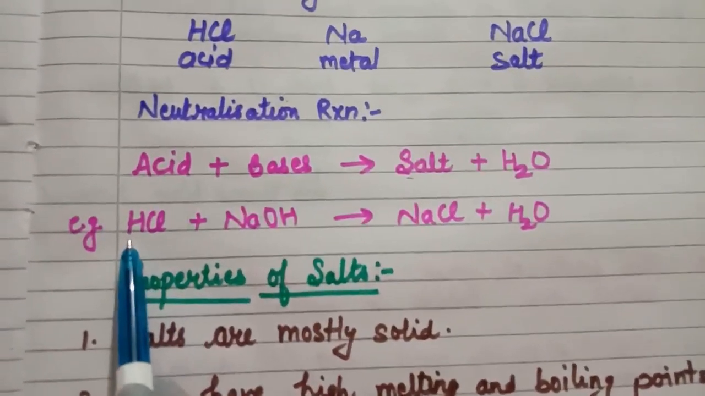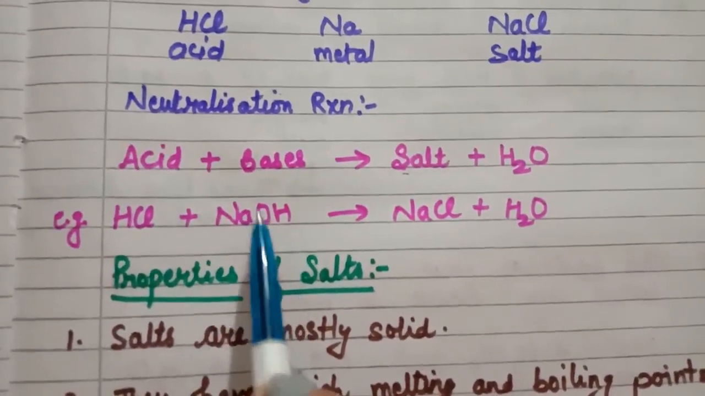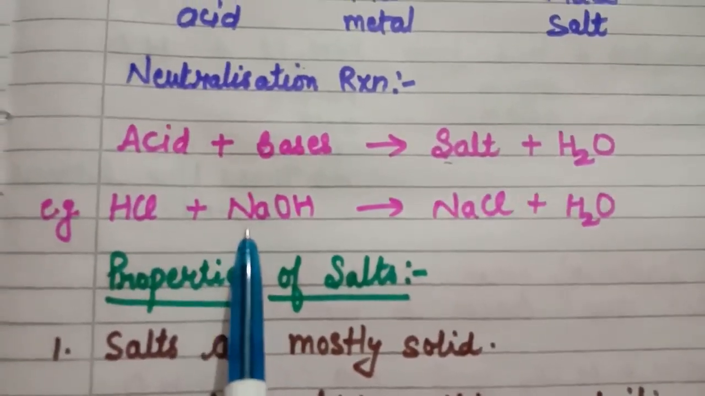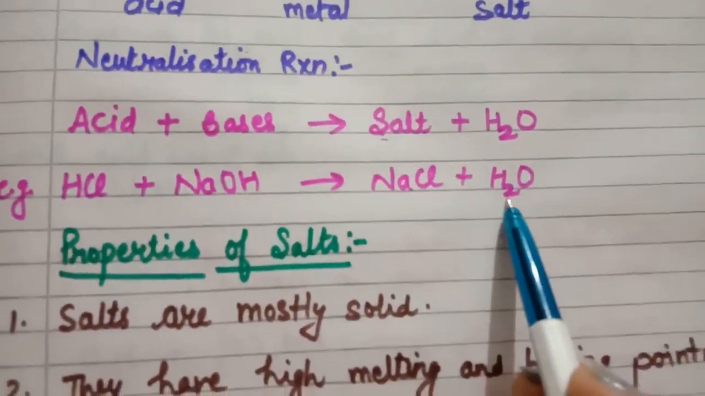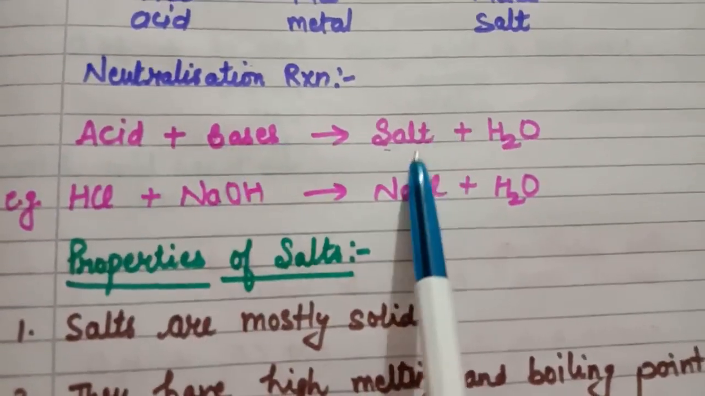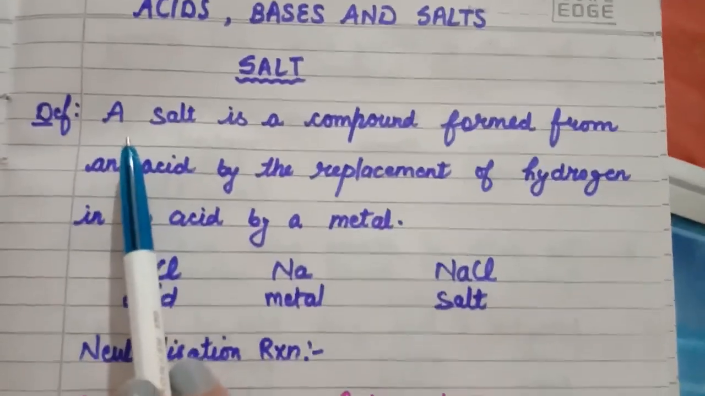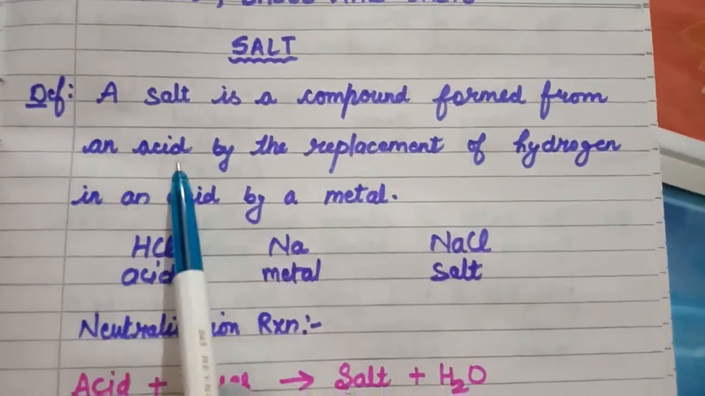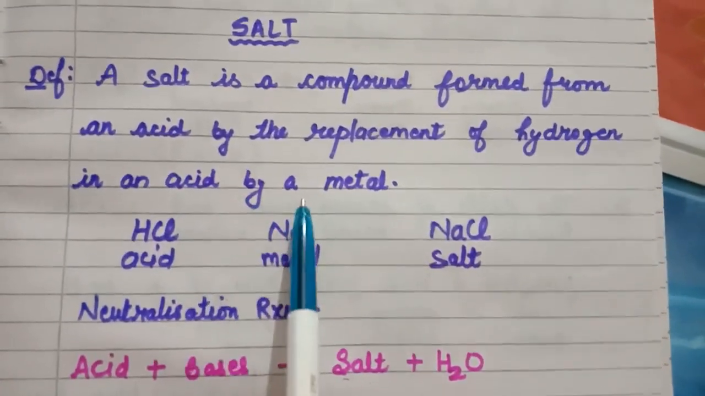For example, here the acid is HCl. This hydrochloric acid reacts with a base, that is sodium hydroxide, to form a salt. The salt is sodium chloride, and water. So this is a neutralization reaction in which acid and base react with each other to form a neutral compound, that is a salt. So the definition of salt is: a compound formed from an acid by the replacement of hydrogen in the acid by a metal.